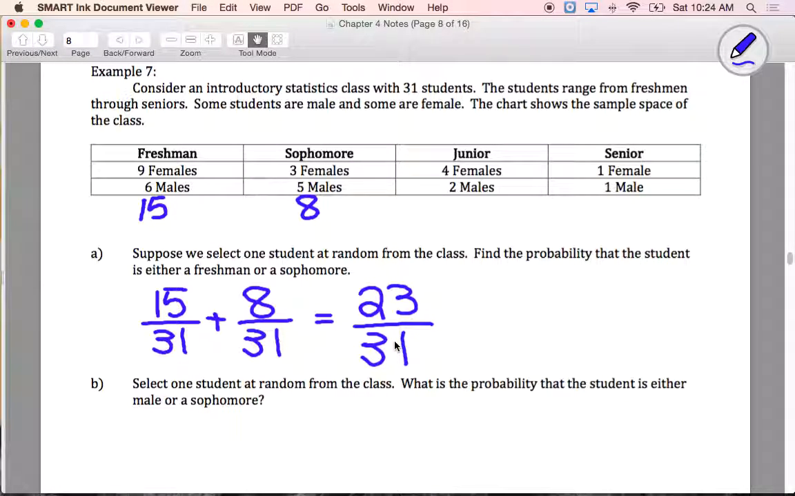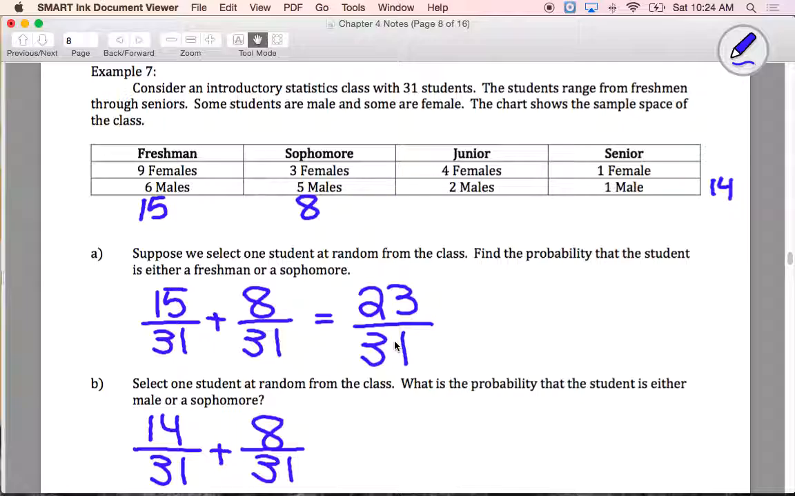Now for part B, we have, what is the probability that the student is either a male or a sophomore? Well, we know there are 8 total sophomores, but now we have to add up the total number of males. So if I add up my male row, that's going to be 14 there. So now we've got to think. There are 14 out of 31 males. There are 8 out of 31 sophomores.